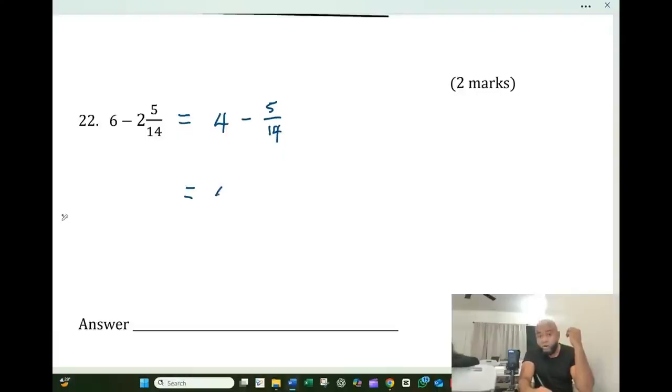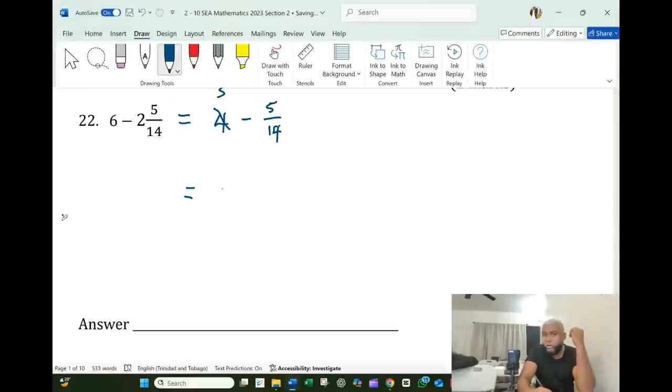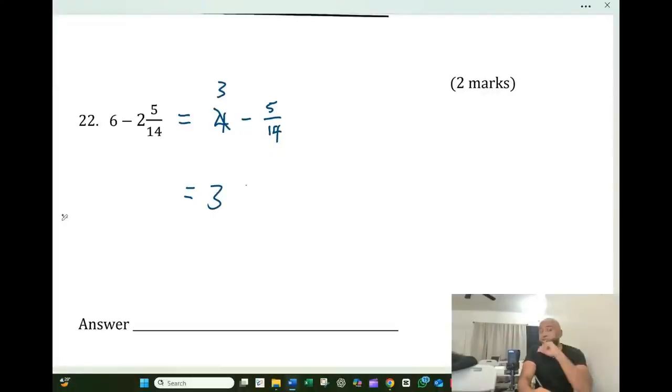Could we borrow 1 from this 4? So we remain with 3 here, and 3 will be the whole number, right? And if I borrowed 1, the denominator of this fraction would be my numerator here, and my denominator. 14 over 14. Now we're going to take 5 over 14 from 14 over 14.